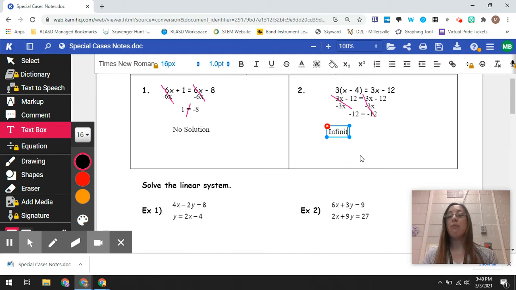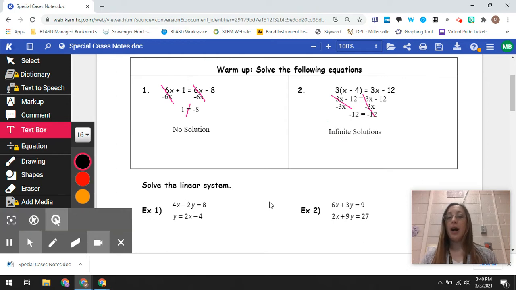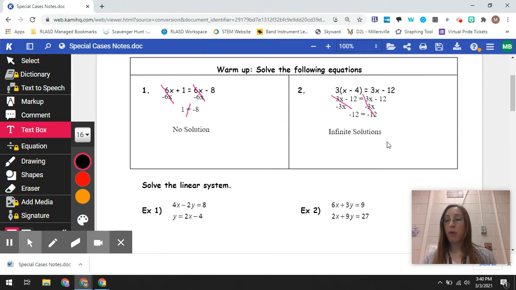That means I could make any value for x, and it will always be true that both sides are equal to one another. And again, if you remember what we did with graphing equations, when we got infinite solutions when we were looking at our systems of equations, that was when we had lines that were on top of one another. That's what creates your infinite solutions, where you have x and y values that are consistently the same.